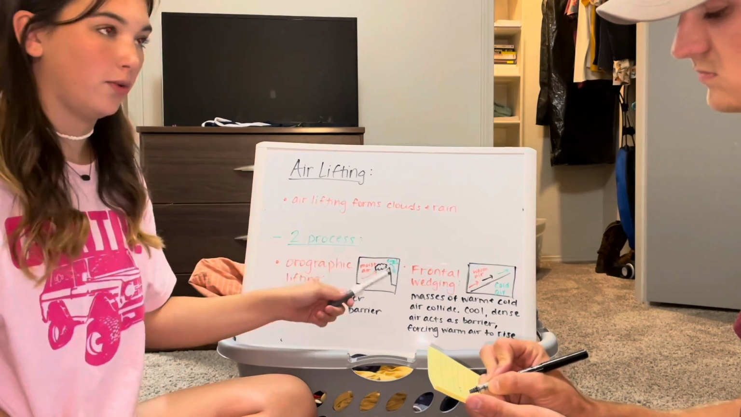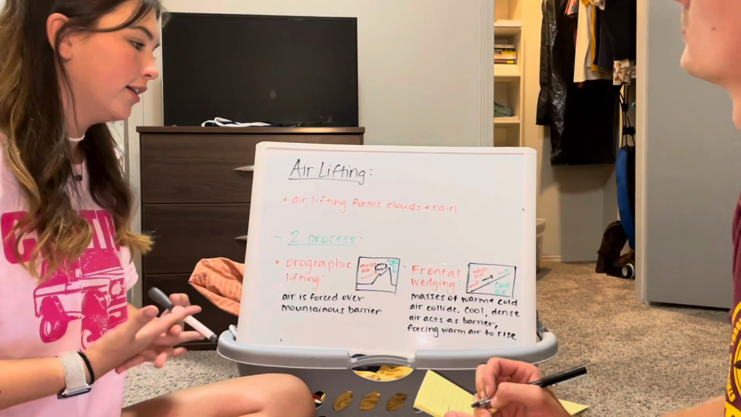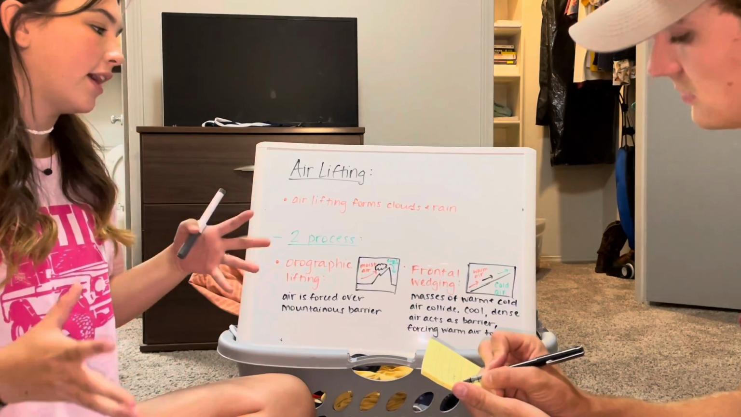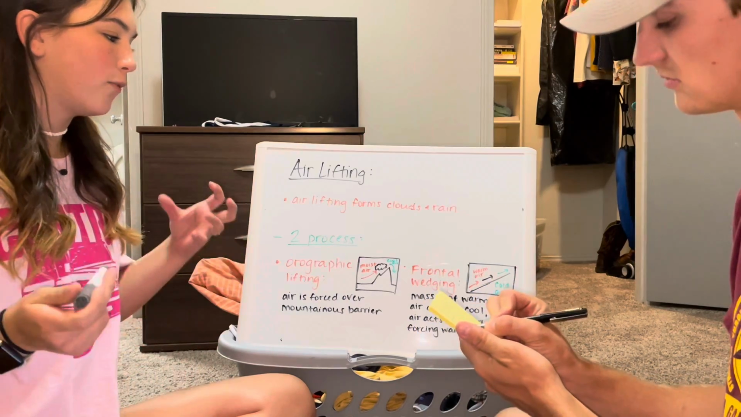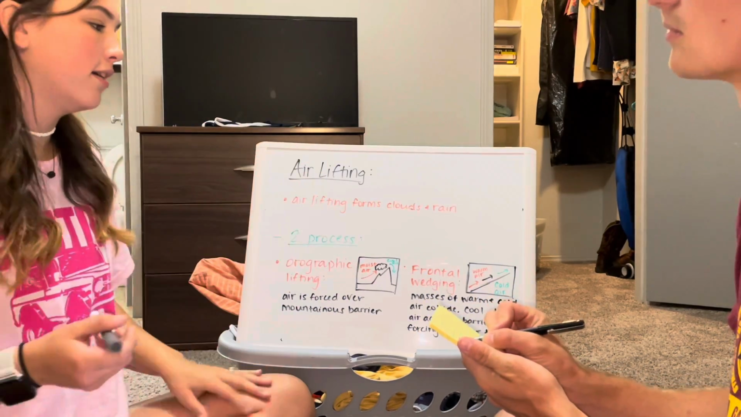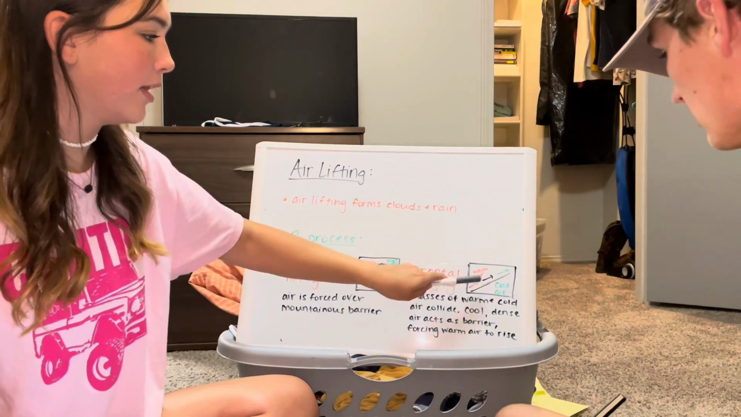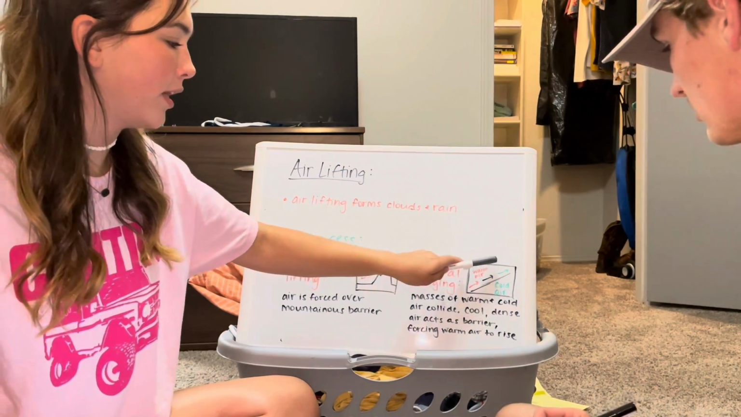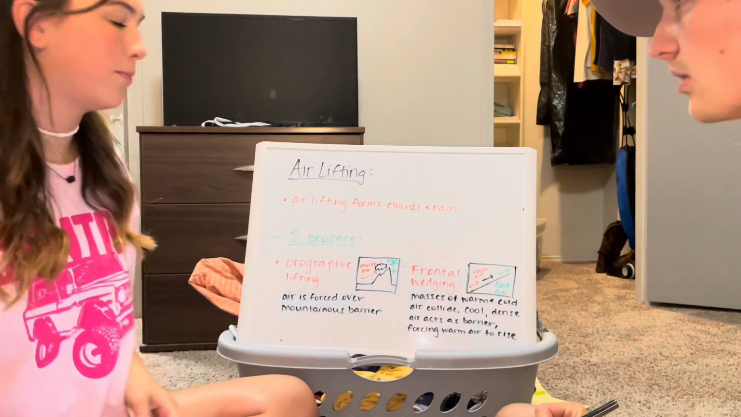Then there is frontal wedging, in which masses of warm and cold air collide. The cool, dense air acts as a barrier and matches the mountainous barrier, and it forces the warm air to rise. And you can see here, cold air acts as a barrier, forcing the warm air up, cooling it down, which eventually involves precipitation.